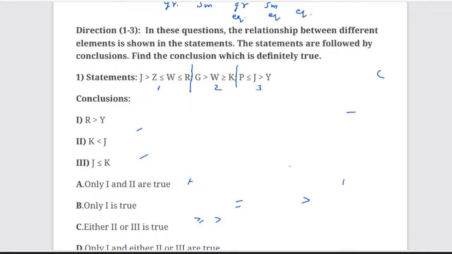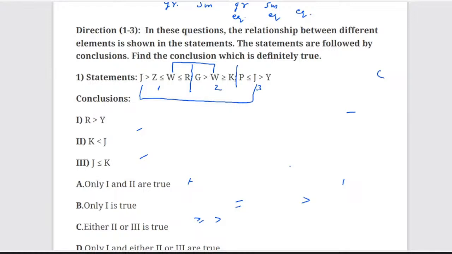Now, the first conclusion is given as R is greater than Y. If so, we need to find the relation between R and Y. Now, R is there in the first statement and Y is there in the third statement. So how will we jump from the first statement to the third statement? We need to find something which connects the first to the third. If we see, J is the element which connects the first to the third, and W is the element which connects the first to the second. So if we want to go from the first to the third, we need to go through J.